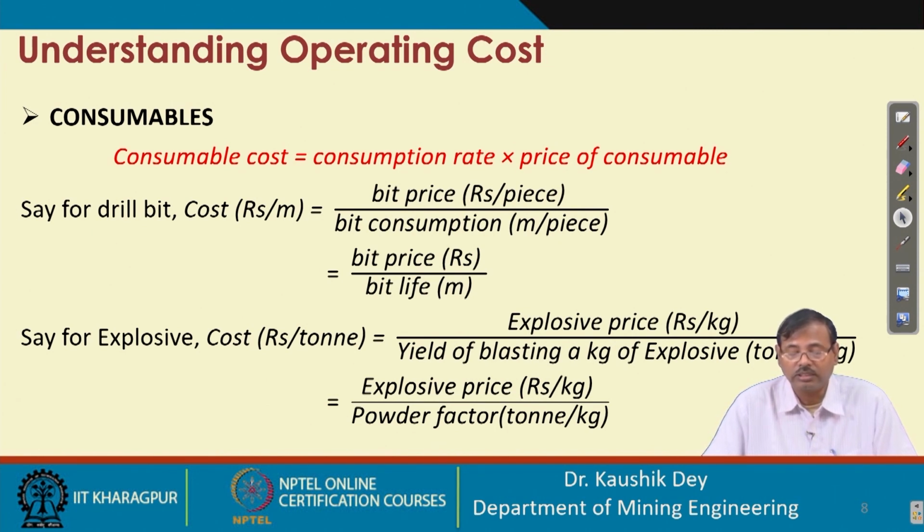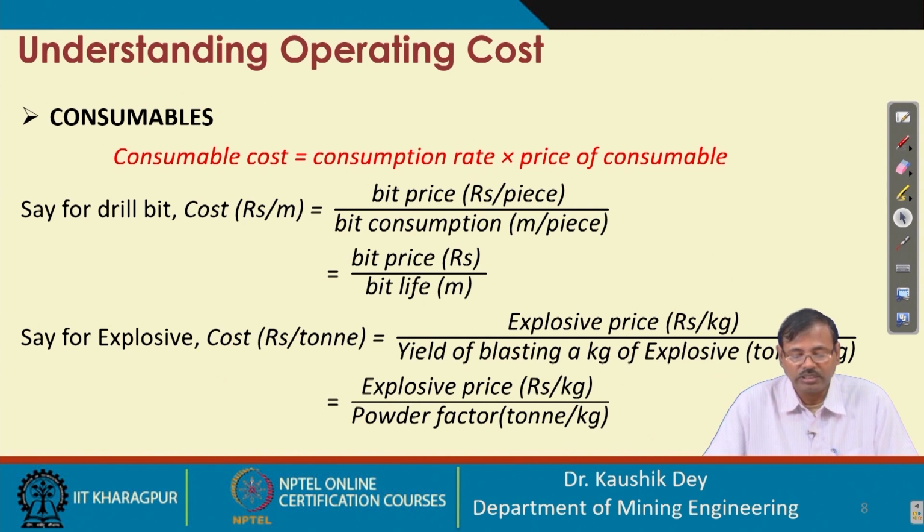In that case the bit has to be replaced. So, after 1000 meter of drilling, the bit will be replaced. The price of the drill bit is say 10,000 rupees. So, 10 rupees per meter is the consumable price coming from the bit. So, it is basically considered as the bit price divided by bit life.